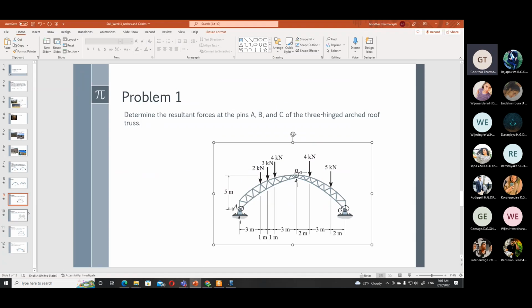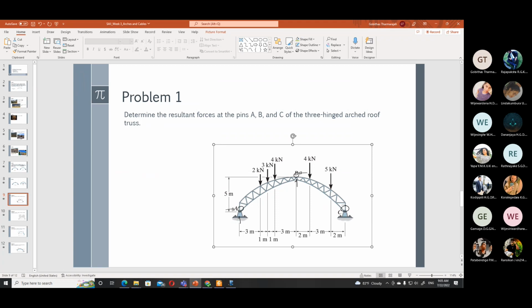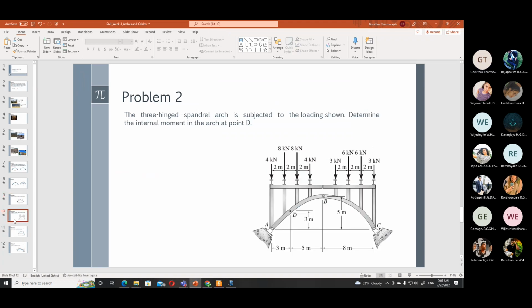Let us take the second example. Now we know the reactions, right? We know RA, we know RB, we know HA, we know R1, H1. I have taken this as RB and HP, but it is supposed to be RC and S. Okay, so you have to look at it.